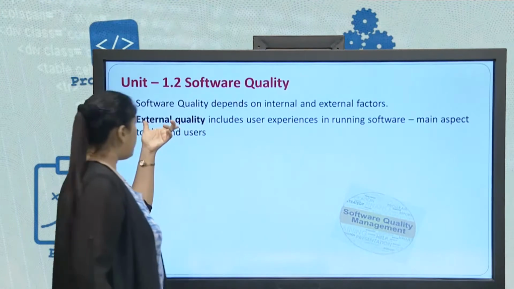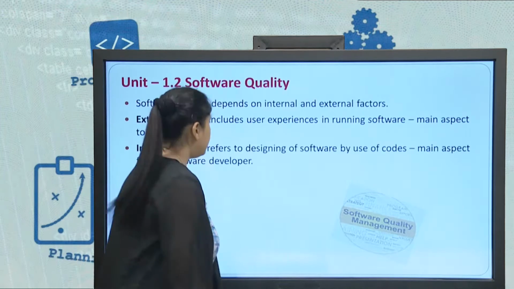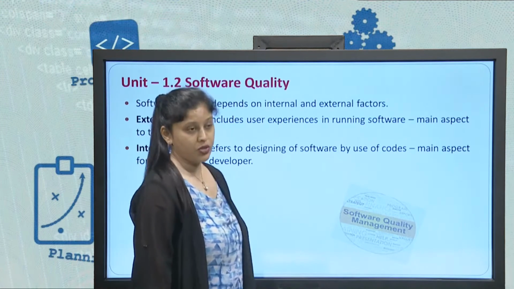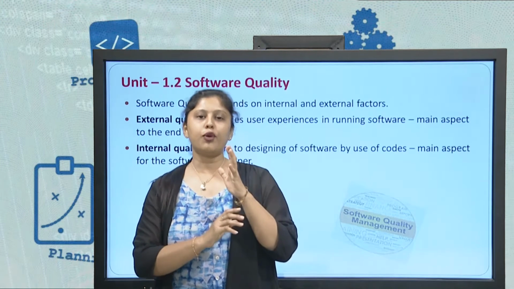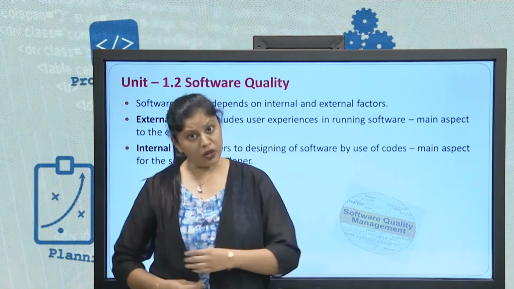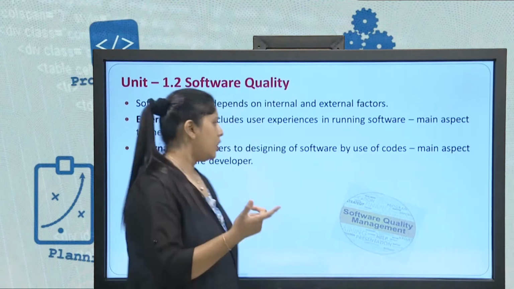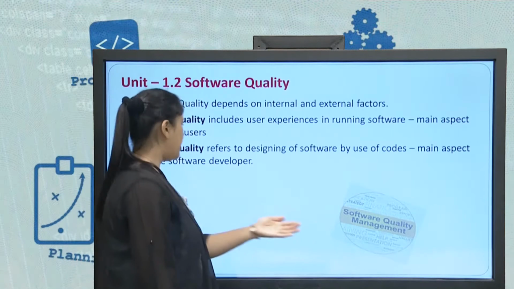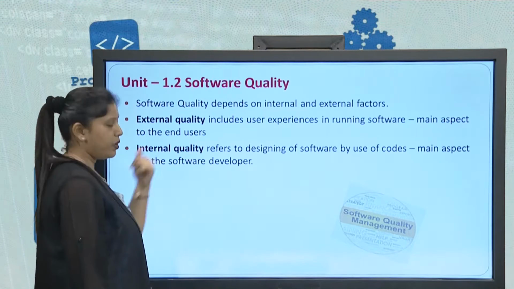So that depends on my, and that describes my external quality. The internal quality refers to designing of software by use of codes. So my internal quality means whatever the code that I have written for my software, whether that code is qualitative, it doesn't have any error, it doesn't have any bug, all that comes under internal quality of my software. And the main aspect of internal quality is my software developer.